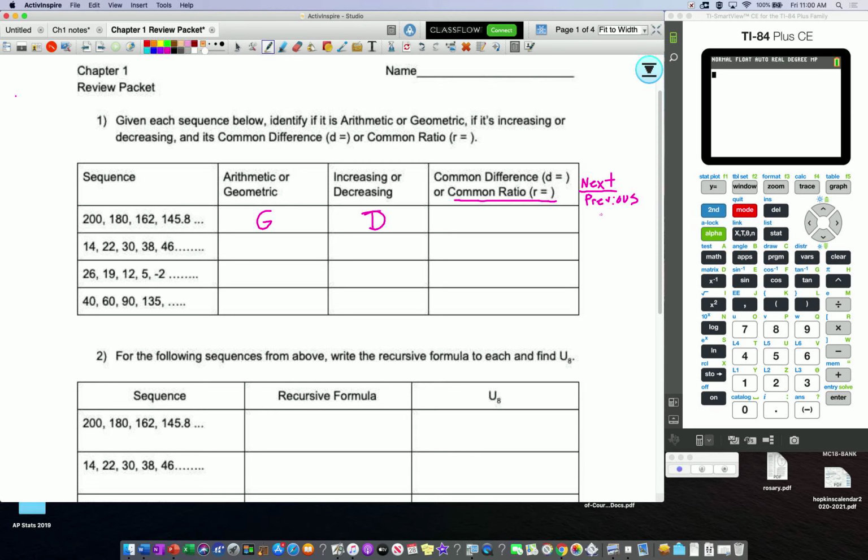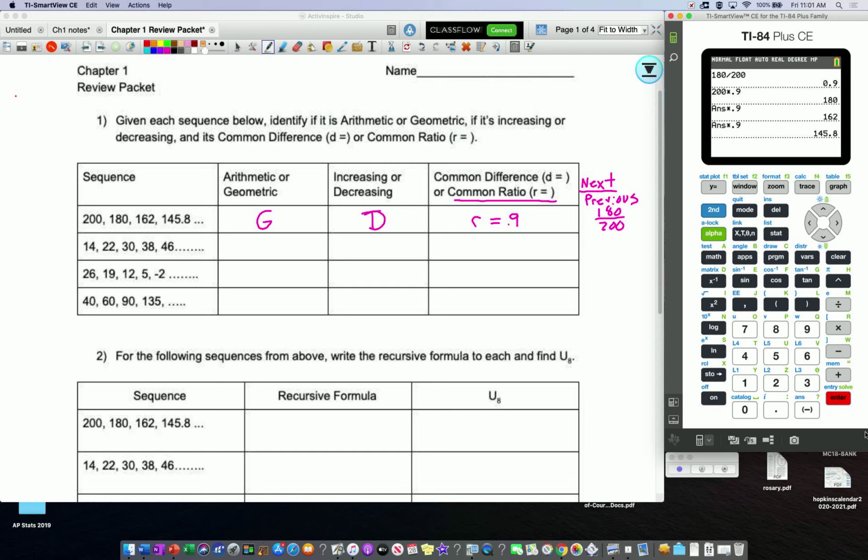So if I take 180 and divide it by 200 on my calculator, and voila, I get my r to be 0.9. I can check it real quick by going 200 times 0.9, enter, then times 0.9 again, hit enter a couple times, and look at how that lines up. All right, let's take a look at the second one.